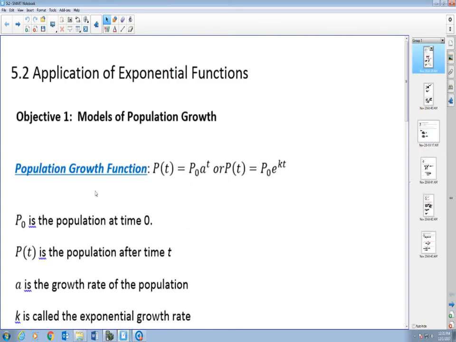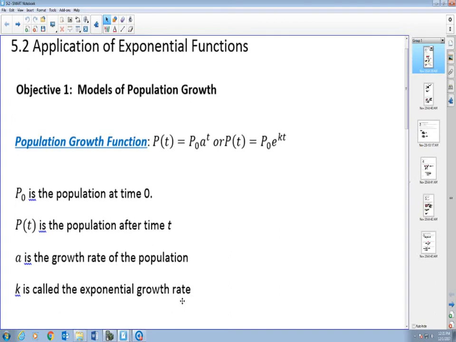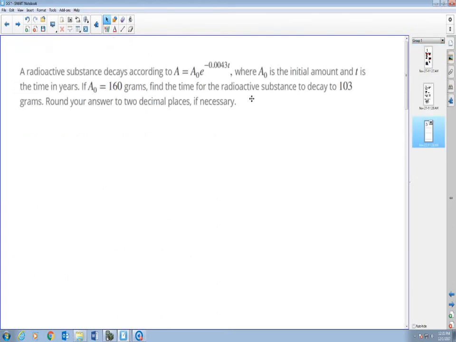Okay. So we have two different functions: P sub null times base a, growth rate a to the t power, or I can use a base e to the kt power. So the k is called the exponential growth when it's positive. When it's negative, it's called the exponential decay. Okay, that's what we're having here. So this negative 0.0043 is actually a k. My k is actually negative. So A sub null is the initial amount.